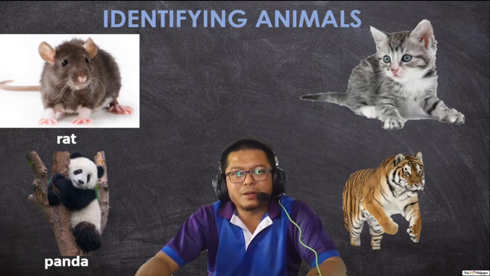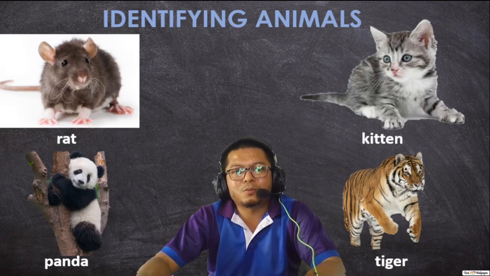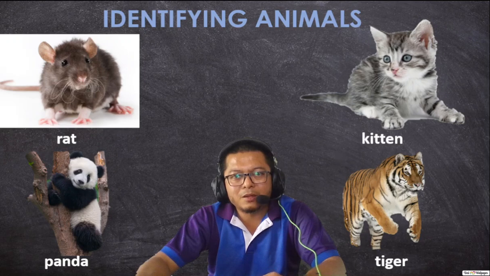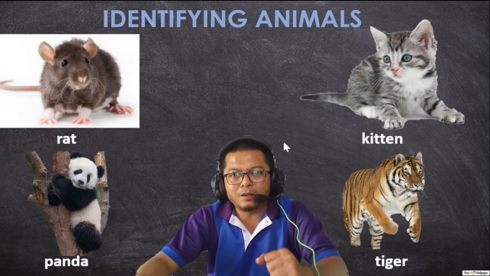Next would be a panda. Next would be a kitten, and last one would be a tiger. In this picture, tiger, panda, and kitten, it looks the same, but it's different. Tiger is bigger, kitten is small. Sorry, kitten is smaller.